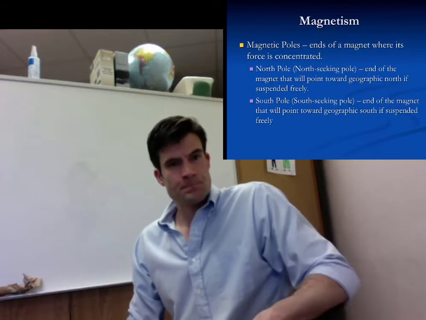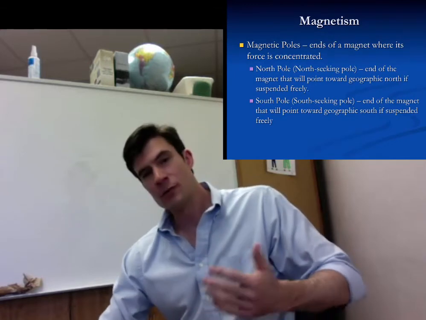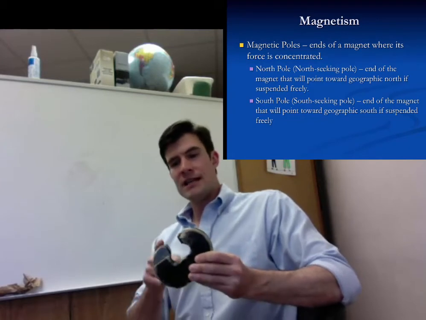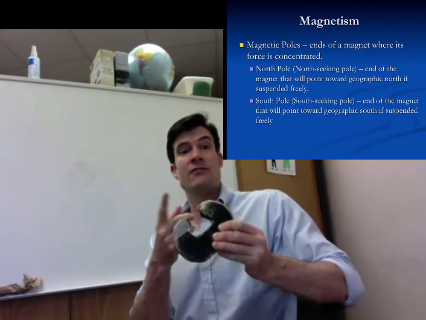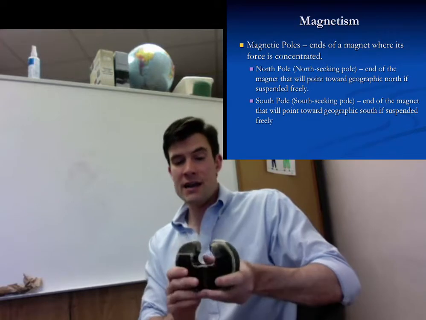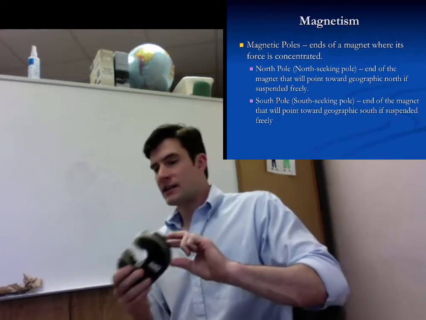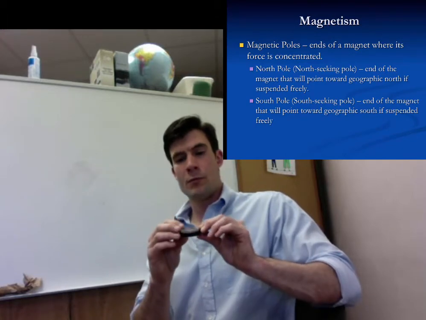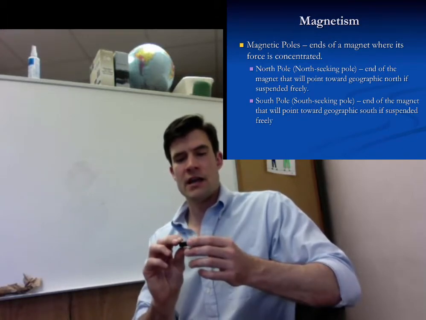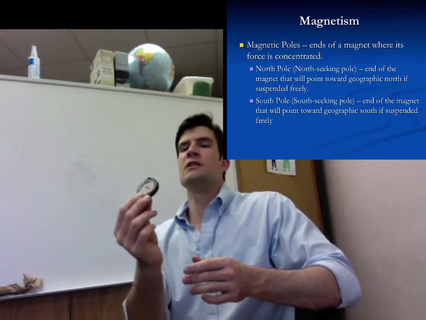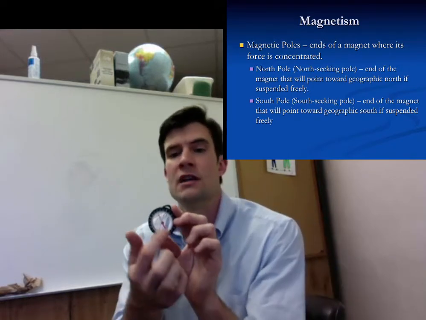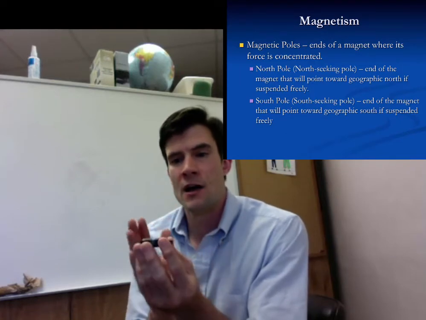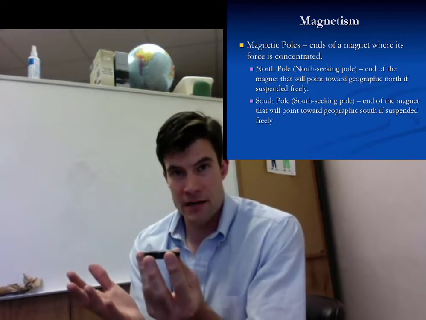Now, one of the most noticeable things about a magnet is that it has magnetic poles. Those are the ends of a magnet where its magnetic force is concentrated, and we name them based on the fact that the north pole points north. So if you take a magnet and freely suspend it, which is all a compass really is, the compass needle is a magnetized piece of metal, it will align itself with the Earth's magnetic field.